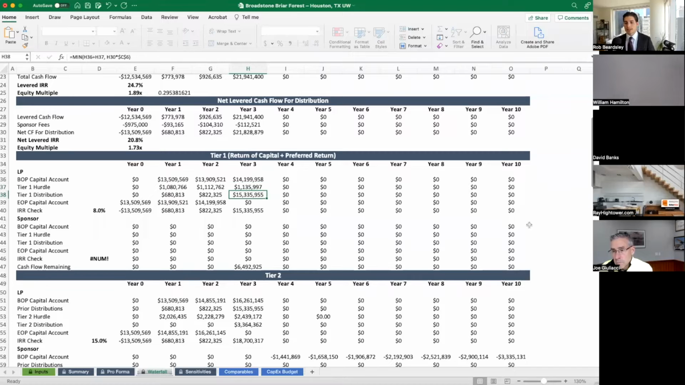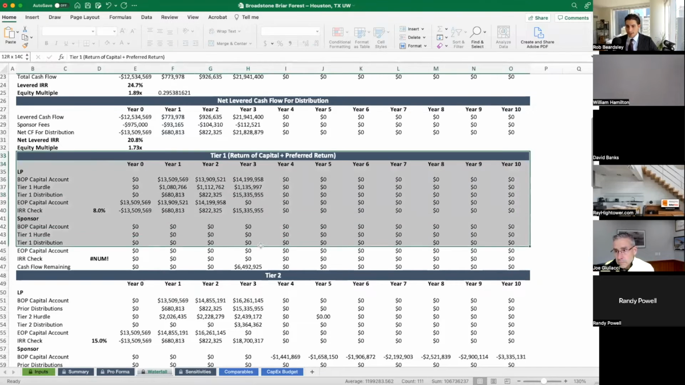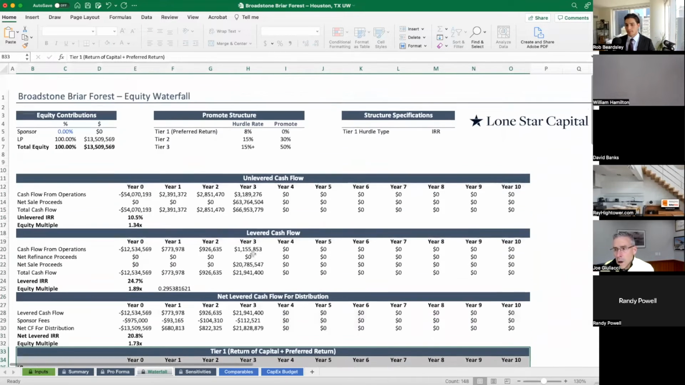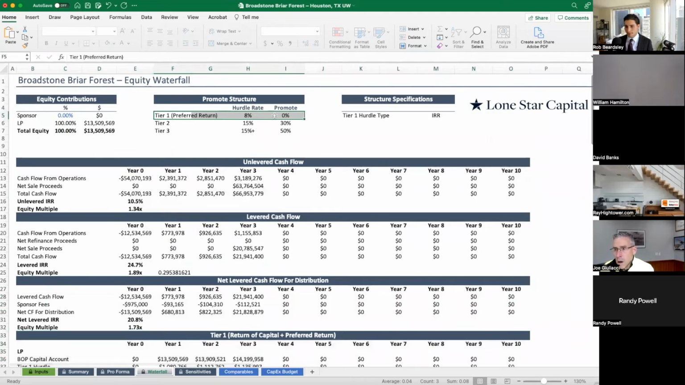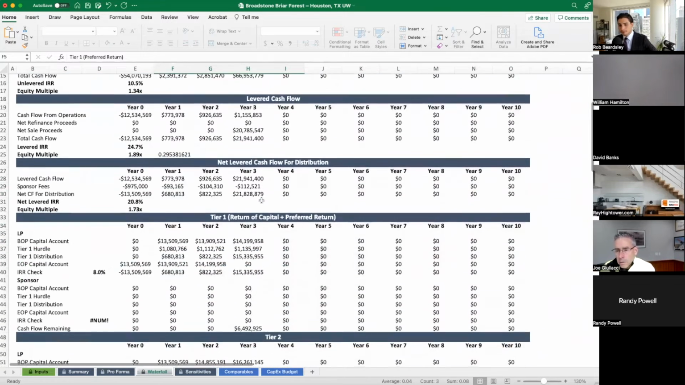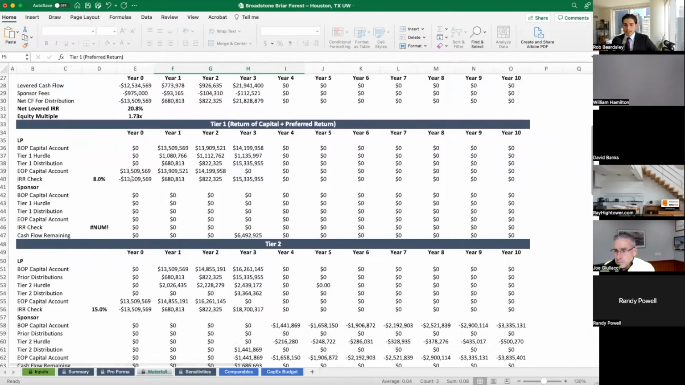So obviously, when it comes to the sale distribution of this full big $15 million, that's enough money to satisfy the preferred return and then some. So this tier 1 is back up here, right? Tier 1, it's the preferred return. All we're trying to distribute in tier 1 is the preferred return. So that's exactly what we do.